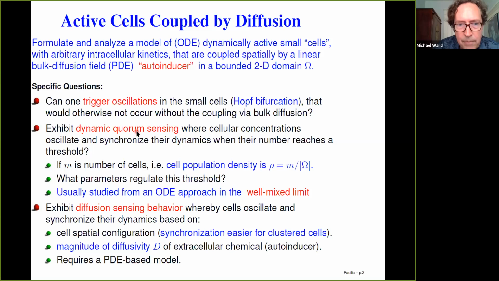But there's also a friend of dynamic quorum sensing, what's known as diffusion sensing, which is a little bit more nebulous in the literature, but it's where cells oscillate and synchronize their dynamics based on spatial cues. In particular, the spatial configuration of the cells. If cells, which we think of as being disks, are more closely spaced, it might be easier to synchronize their activity. If the magnitude of the diffusivity, D, of the extracellular chemical is larger, then there's better communication between the cells. But to study this, you really need a PDE-based model. So can you combine these two things in one universal model that you can then use to investigate different phenomena?